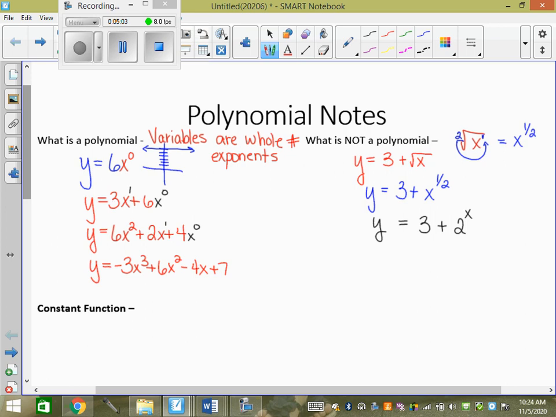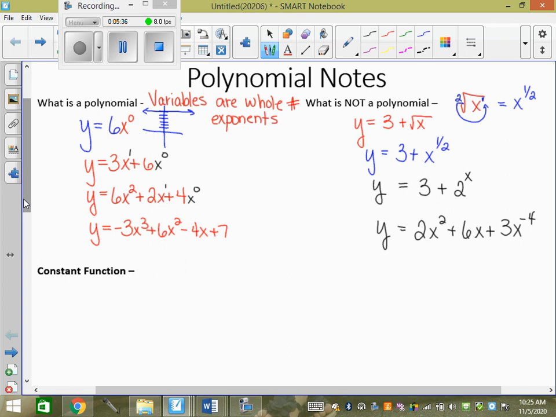Is my exponent a whole number? No, my exponent's actually a variable, isn't it? So that's not a polynomial either. Another one could be if I go y equals 2x squared plus 6x plus 3x to the negative 4. Oh my gosh. Is that negative 4 a whole number? Whole numbers go from 0 positive, right? Is negative 4 a whole number? No, it's an integer, so it's not a polynomial.